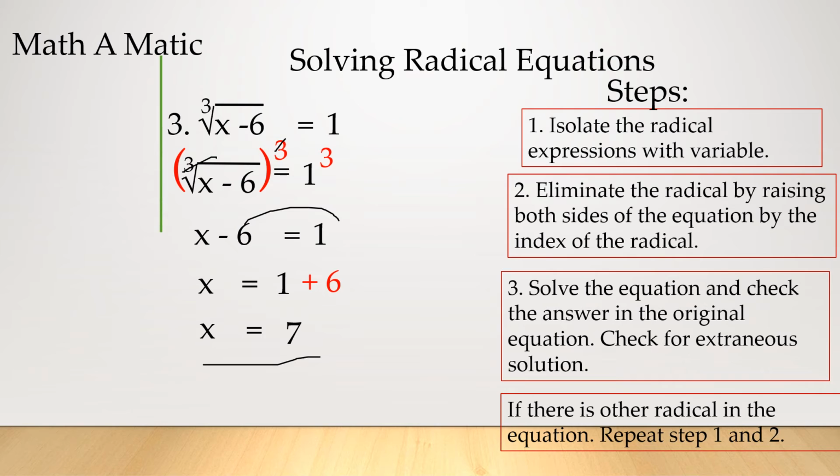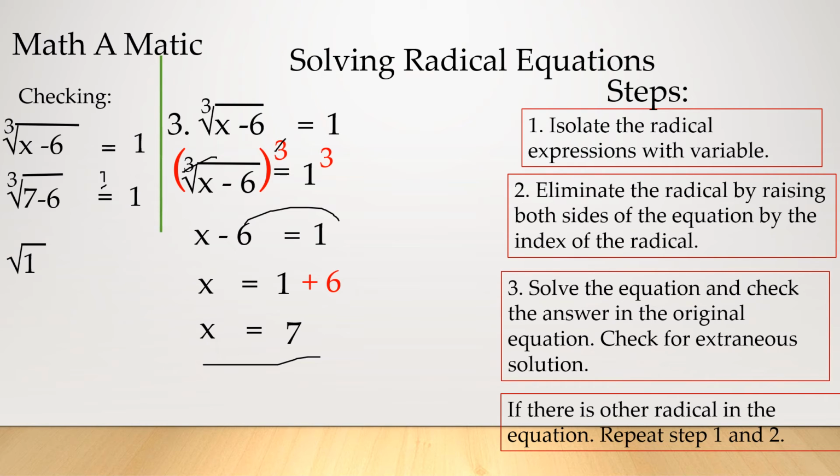Okay, so now check. So the given is equal to 1. Don't forget that's a cube root. So 7 minus 6, that is equal to 1. Is it correct? So now, copy. 7 minus 6 is 1. Okay, so cube root of 1. Is it equal to 1? Yes, cube root of 1 is equal to 1. So this is correct again. So 7 is the solution.